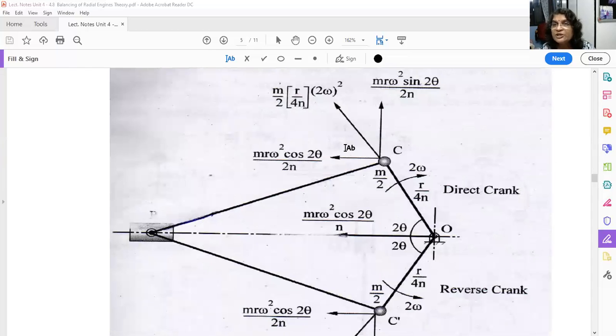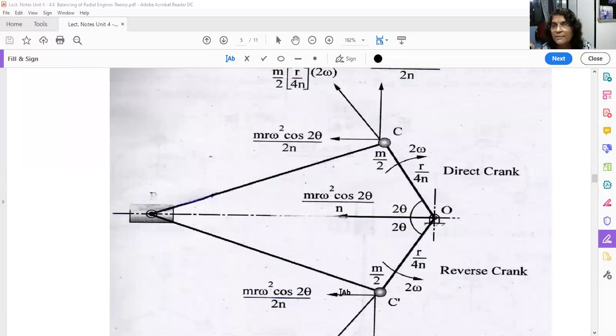Again, you have to take the summation of this horizontal force plus this horizontal force. So it will become M r omega square upon n into cos 2 theta. Half plus half will become full, that is M r omega square upon n into cos 2 theta. This is nothing but your secondary unbalanced force. So you can very well use this concept of direct and reverse crank method to find out how much is the primary unbalanced force and how much is the secondary unbalanced force in any radial engine.